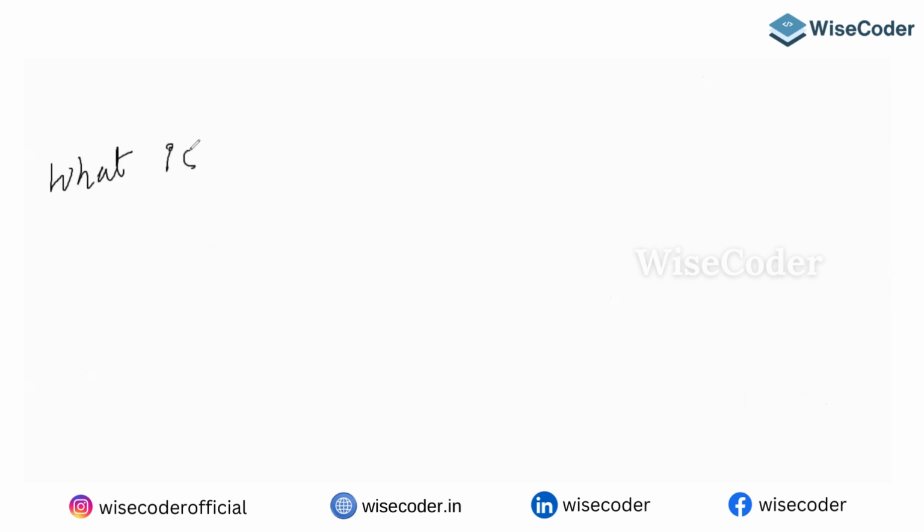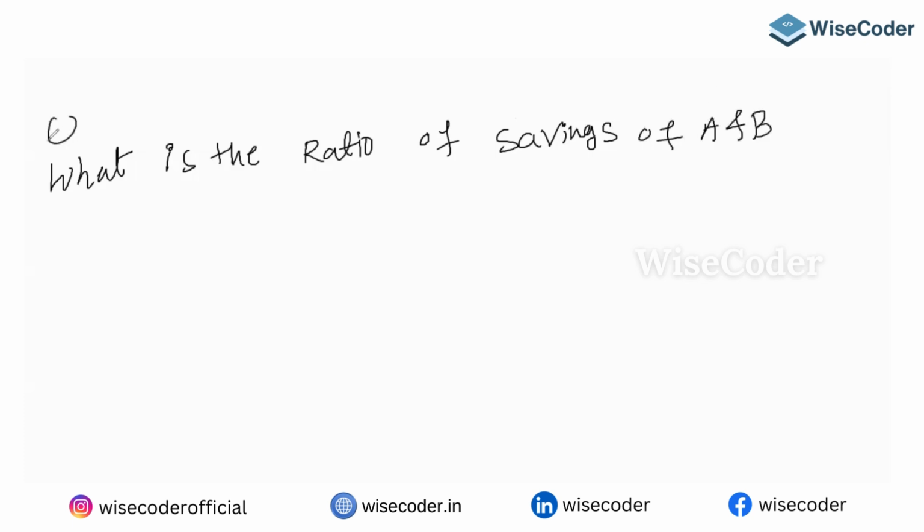What is the ratio of savings of A and B? So this is your question. Followed by that, you will have your statements.